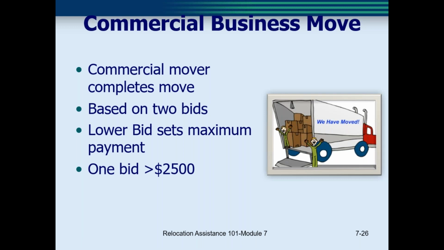And just as with residential moves, on low cost moves of less than 2,500, only 1 bid is required. Of course, you have to get your relocation reviewer's concurrence on that. If you feel the move is that simplistic, the personal property is not a lot, and you're sure it's going to be under 2,500, you can just go with the 1 bid. As long as it comes in under 2,500, you're good. If it doesn't, you've got to go get the second one.